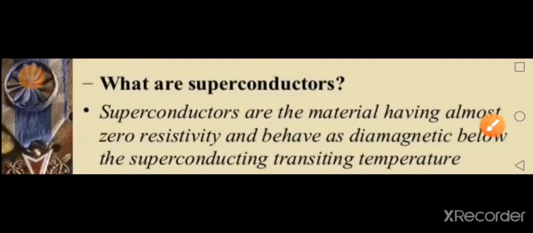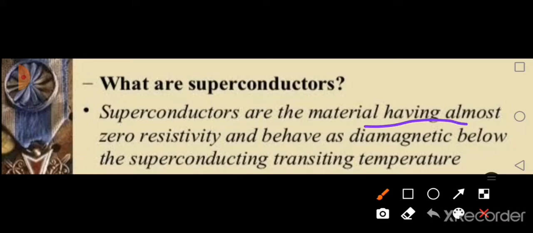Now coming to the last topic in your section A, that is superconductors. You only have to learn the definition of superconductors. Superconductors are substances having almost zero resistivity. In short, you can call them substances having zero resistance or infinite conductance at a very low temperature. What are superconductors? Substances having negligible, almost zero resistance or infinite conductance at a very low temperature. You call them superconductors.